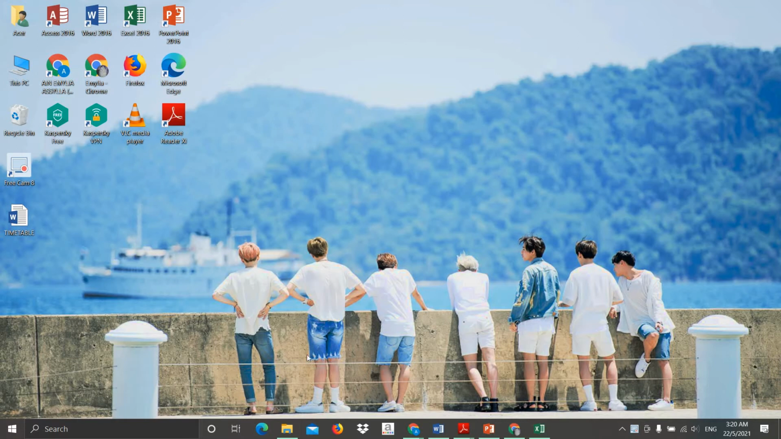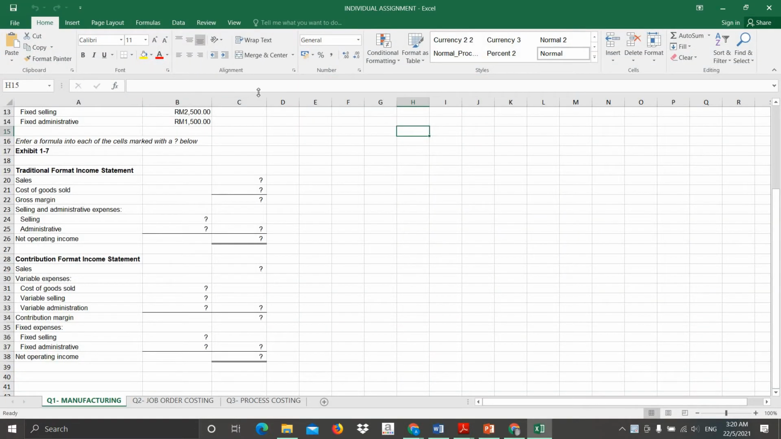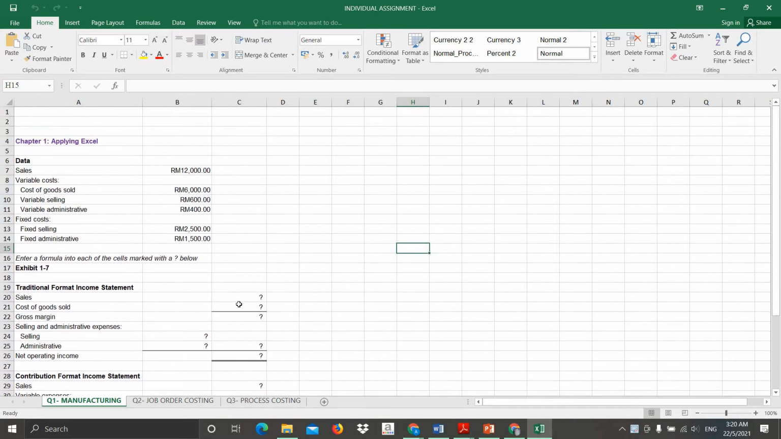Is to complete the Excel file given in the e-learning. Okay, so we start with question number 1. Okay, so we need to calculate the net operating income. First, we need to fill in the information given.